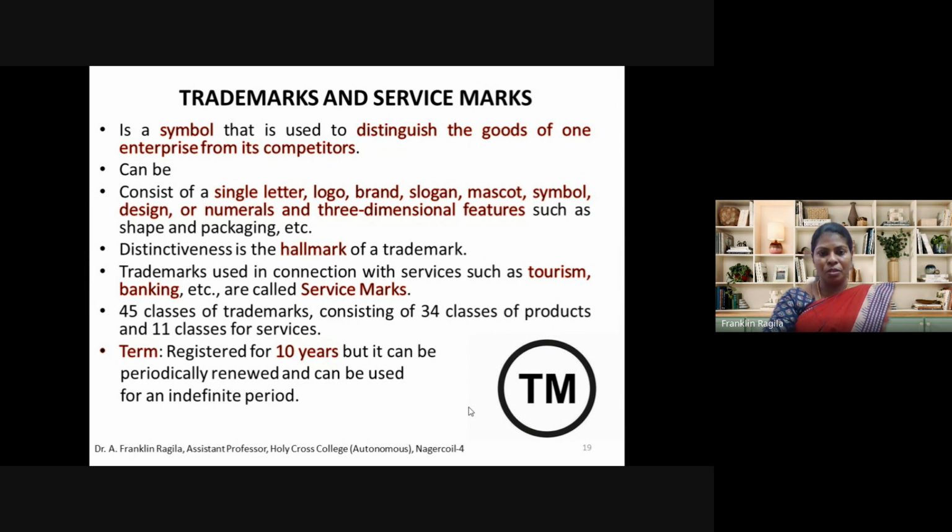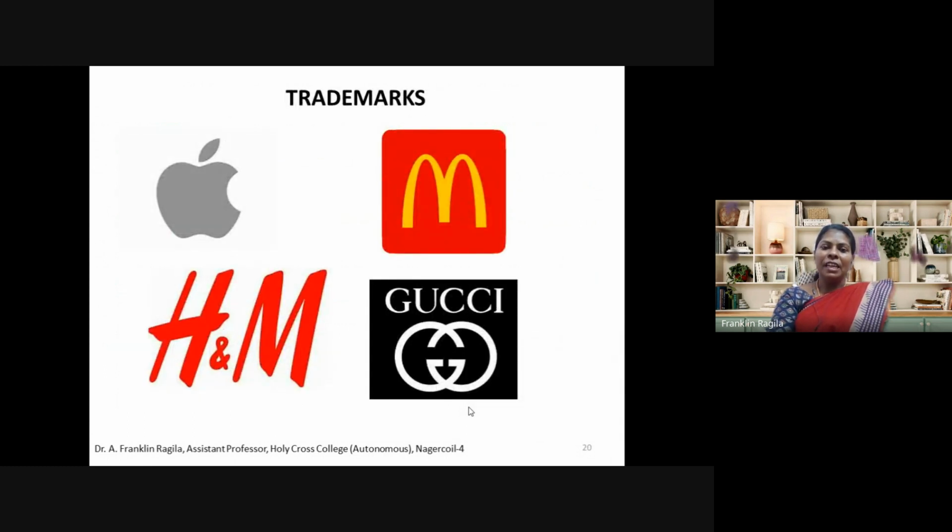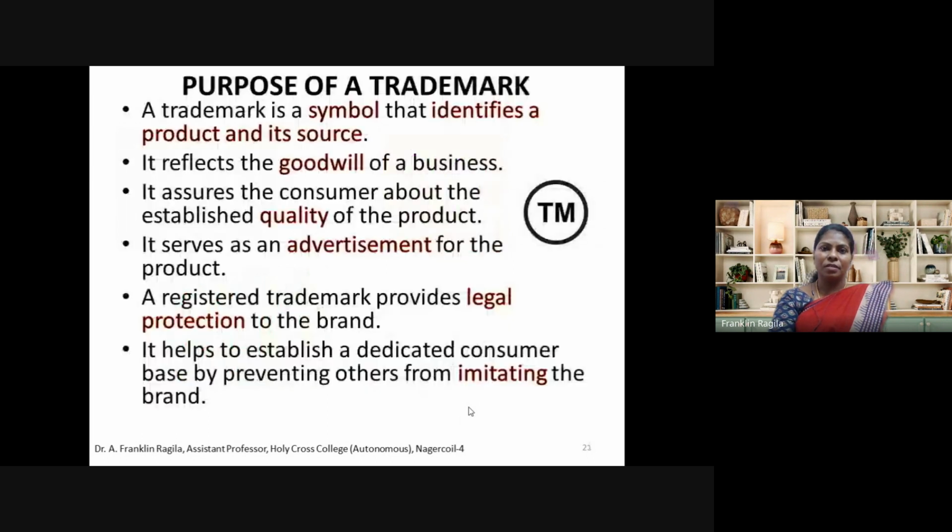And there are 45 classes of trademarks. Out of 45, 34 classes are for products and 11 classes for services. The term of a trademark is 10 years and it can be further renewed, or can be used indefinitely also. And here are a few examples of trademarks. First one is the Apple logo, second one is McDonald's, then H&M, and Gucci.